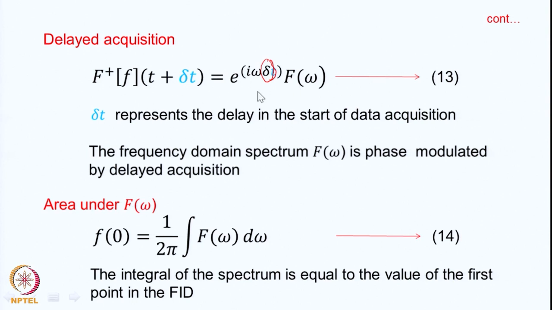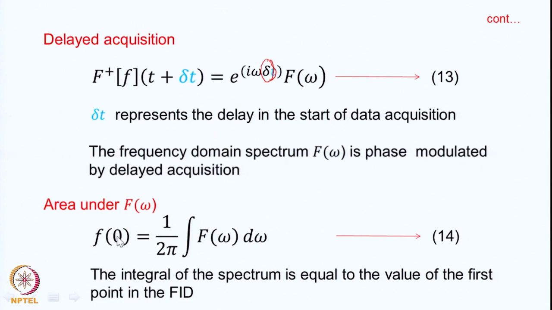And this, of course, one has to get rid of. These are the issues which come as a result of the Fourier transformation, so they are very specific to Fourier transform NMR. And these things we will discuss at a later stage, as to how to correct these for various purposes. Delta T represents the delay in the start of data acquisition, as I explained to you. The frequency domain spectrum is phase modulated by delayed acquisition.